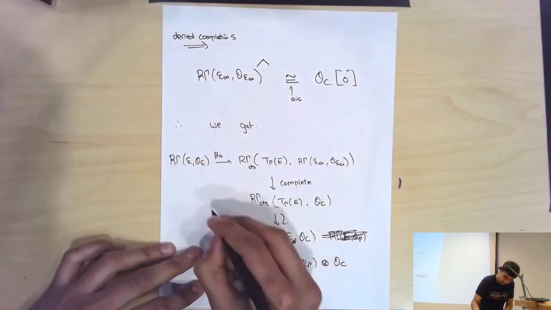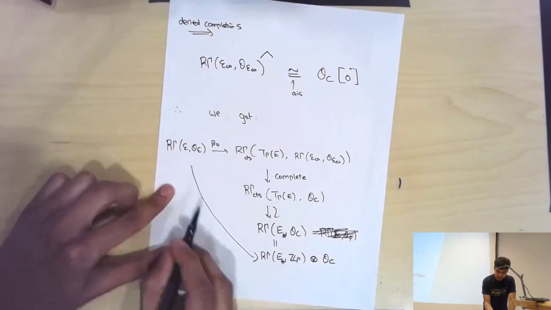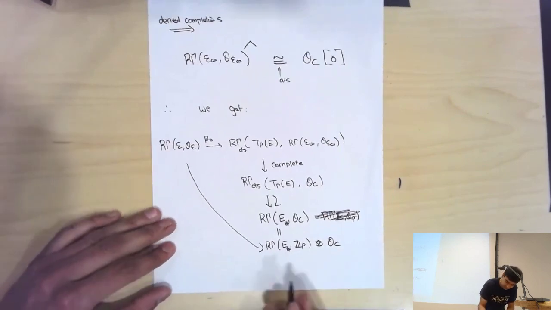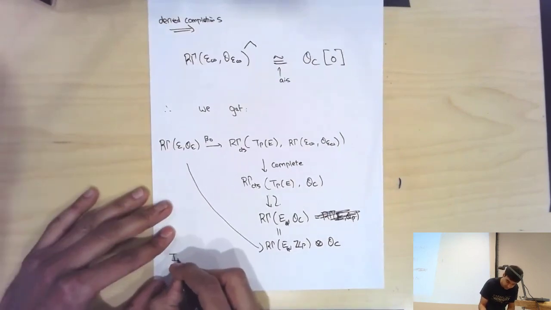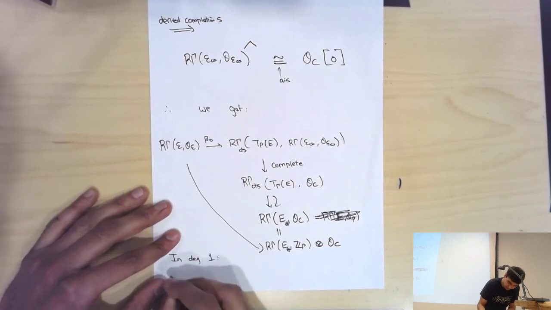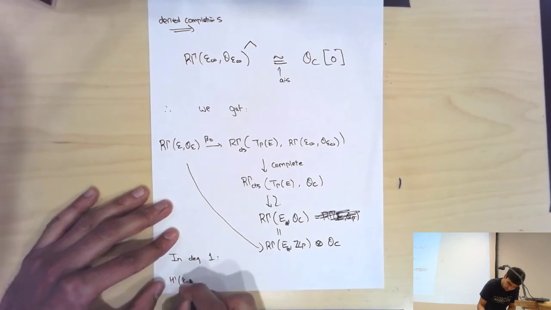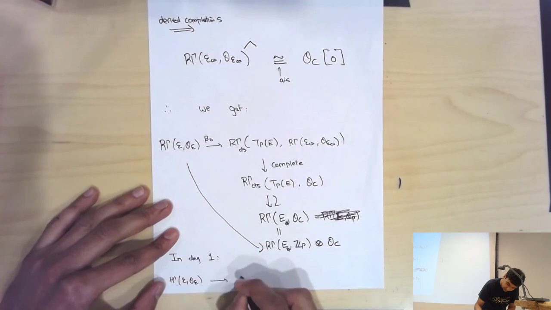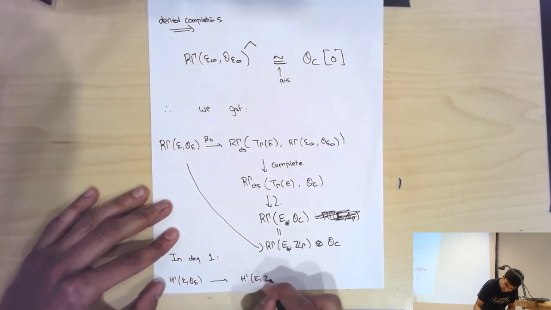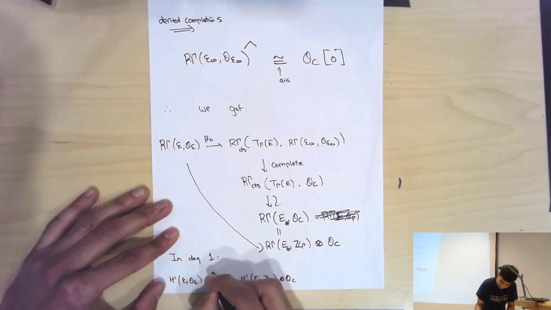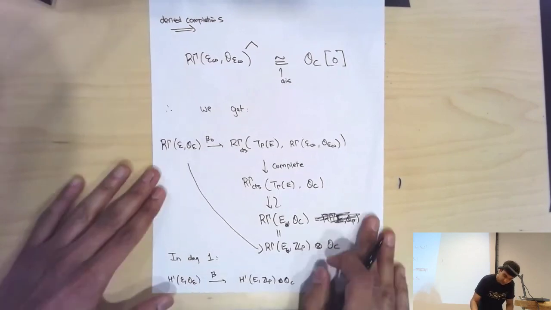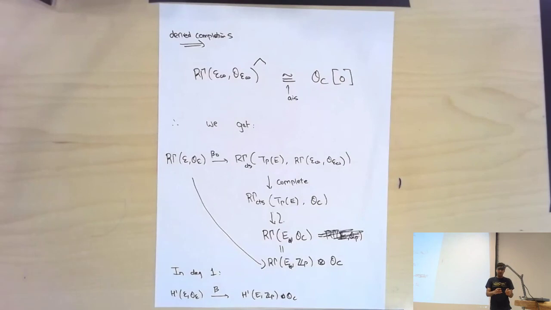So at the end of the day, we get this map from coherent cohomology to étale cohomology tensor O_C, and then you just look at the degree 1 part. In degree 1, this gives you a map from H^1 of E, O_E into H^1 of the elliptic curve with Z_p coefficients tensored with O_C. And this was the map beta that I was looking for, or really this guy with p inverted. And so this is one way to produce a map from coherent cohomology to étale cohomology.